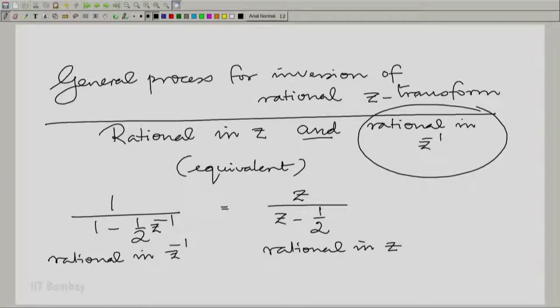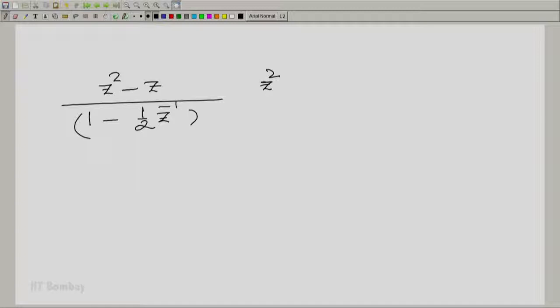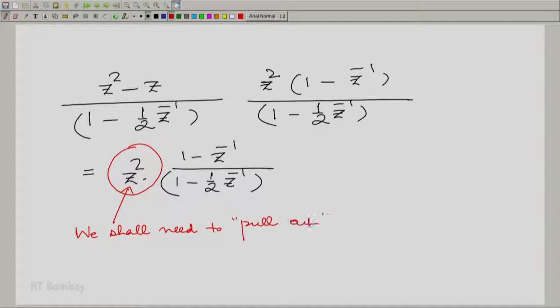So, for example, even if you had something like say Z squared minus Z divided by 1 minus half Z inverse or whatever it is, you would force it to become a rational function of Z inverse. So, that can be done very easily. You can take Z squared common from the numerator and write 1 minus Z inverse divided by 1 minus half Z inverse. So, this can be written as Z squared times a rational function in Z inverse. Now, as you can see, you will need to pull out a power of Z. So, it could be a positive or negative power of Z.